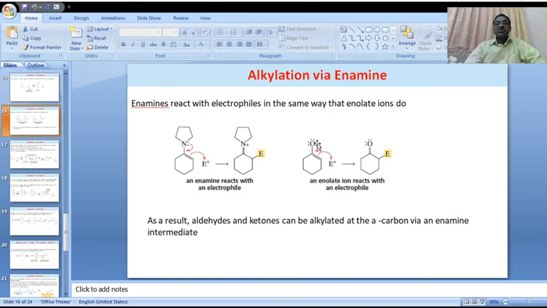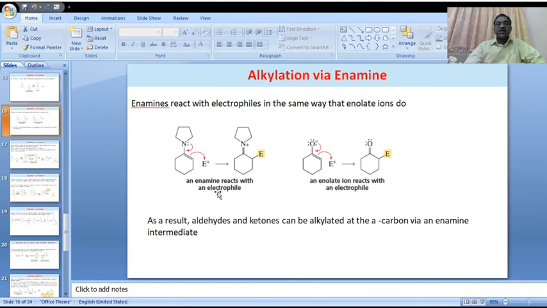In the enolate ion, the negatively charged oxygen donates its pair of electrons to this side. Here there is cleavage of the pi bond, and the alpha carbon gets negative. That negatively charged alpha carbon bonds with the electrophile to form an alpha substituted, electrophile substituted carbonyl compound. An enolate ion reacts with an electrophile.